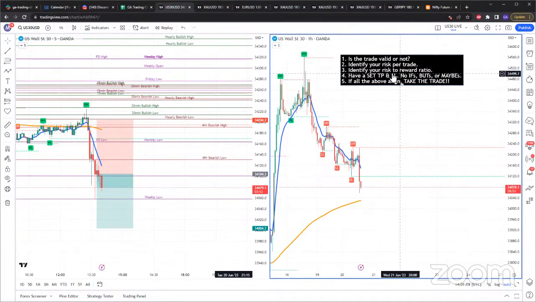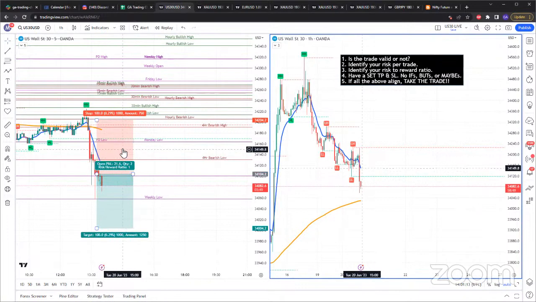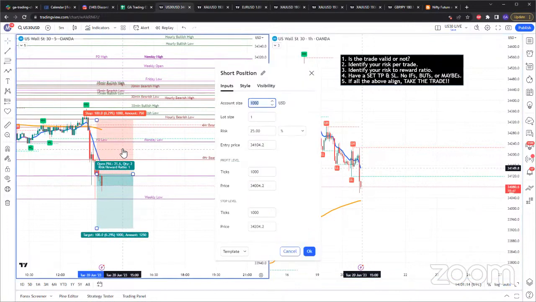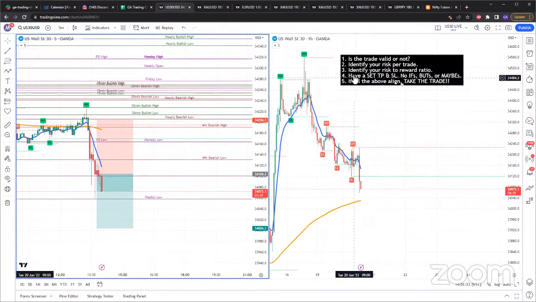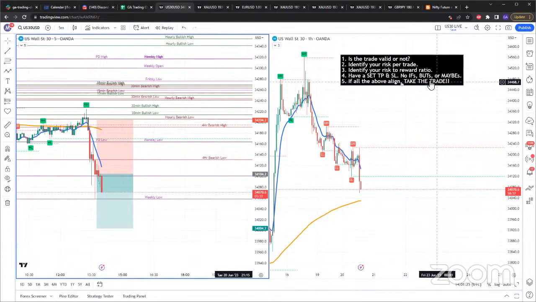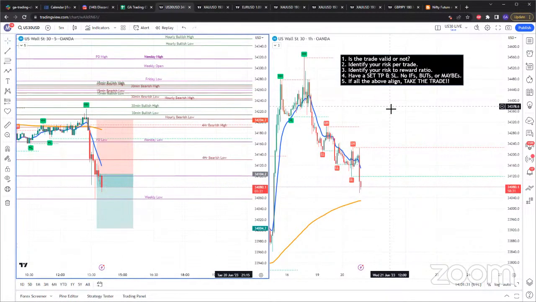So identifying risk per trade, then identifying risk to reward ratio. For me, by default, I use a 1:1. I can use a 1:2 if I wanted to, but I just like giving my trades a little bit of room to breathe. And then having a set TP and stop loss. For all my trades, I never trade without a TP and without a stop loss. My trades will always have a TP and stop loss.